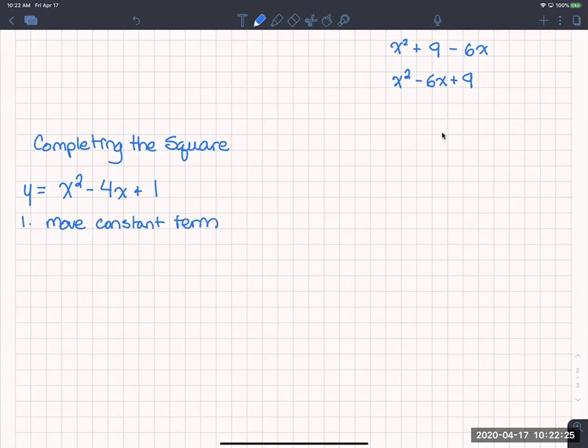Okay. So how do I move? I subtract 1 from both sides, and I get y minus 1 equals x squared minus 4x.